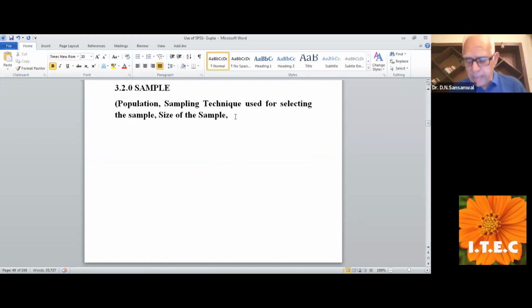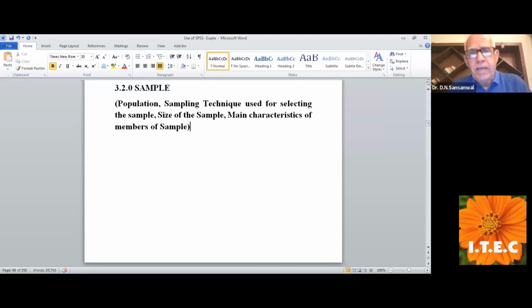And then you should know the sample size. Now for determining the sample size, there are tables which you can use, and there is a formula also which you can use in order to compute the sample size. And then you should write the main characteristics of members of sample, not population, but members of sample. And this you should write in detail.